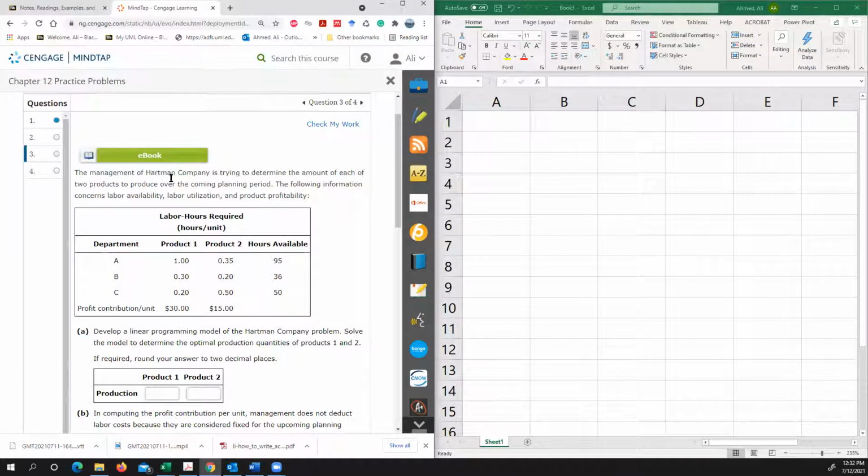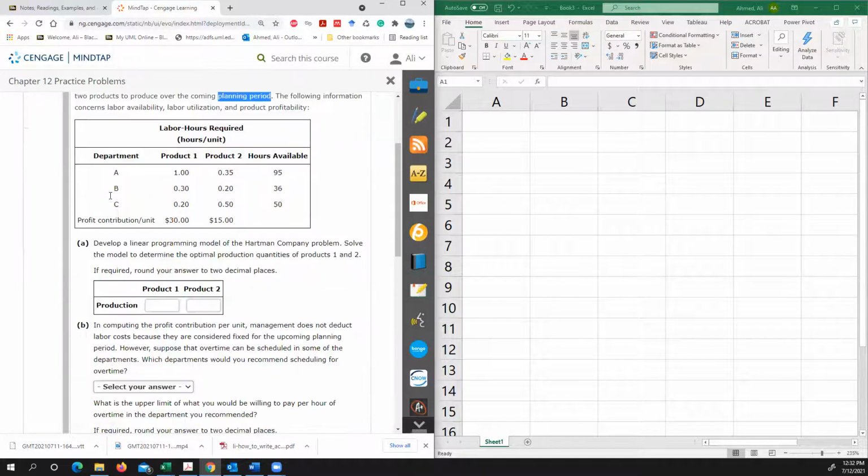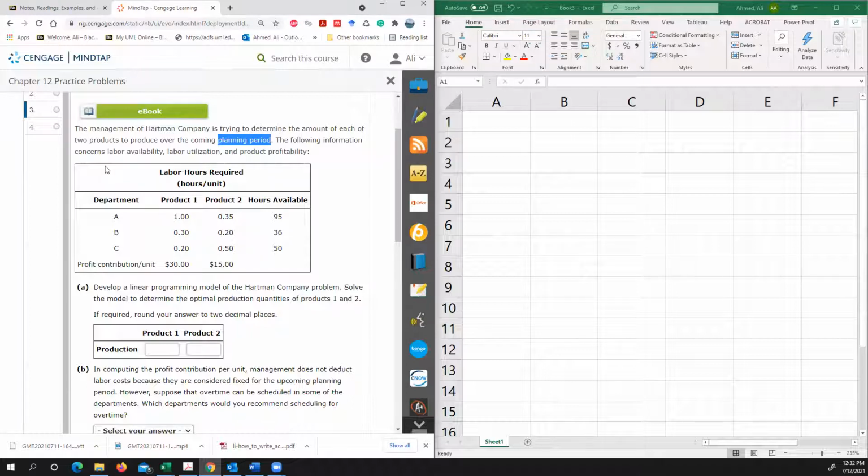The management of Hartman Company is trying to determine the amount of each of the two products to produce over the coming planning period. So they have two products and they're trying to determine how much they should produce. We are given the following information: how much labor we have, how labor should be utilized, and how much profit we can achieve from selling each product.